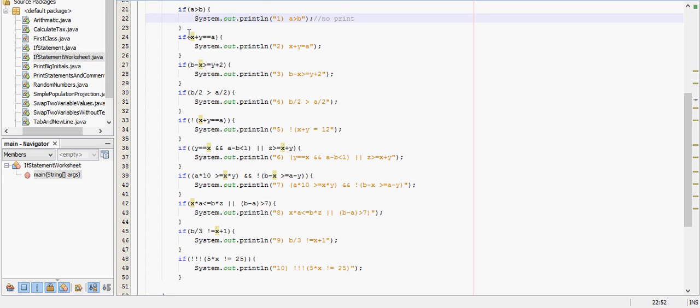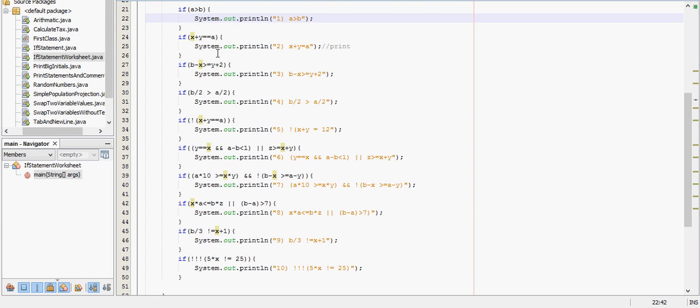Second one, if X plus Y equals A, it will print. Well, X is 5, Y is 7, and A is 12, so 5 plus 7 is 12. 12 does equal 12, so print. I'm actually just going to write print on only the ones that will print. I'll leave the not print empty to make it easier to go through.